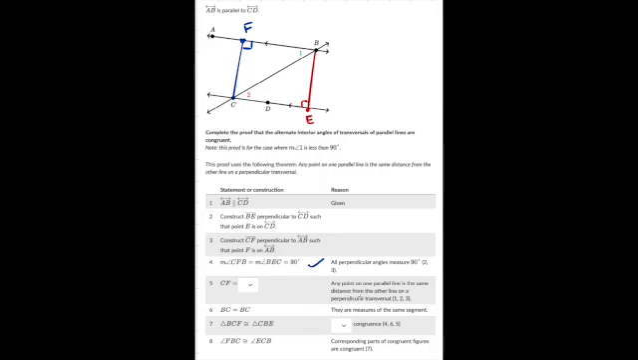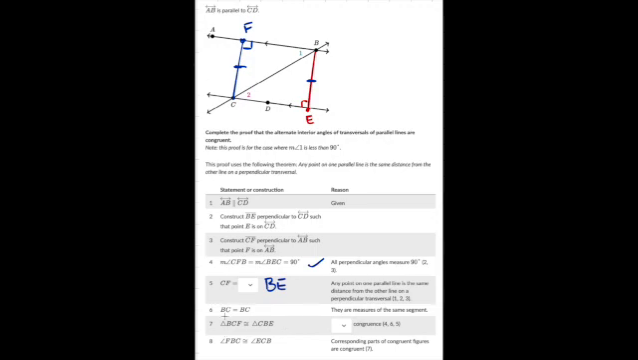And the reason is any point on one parallel line is the same distance from the other line on a perpendicular transversal. So the shortest distance between two parallel lines is a perpendicular line, and both of these are perpendicular, so they have to be the same distance. So CF is congruent to BE, and that would be the choice in the drop down, BE.